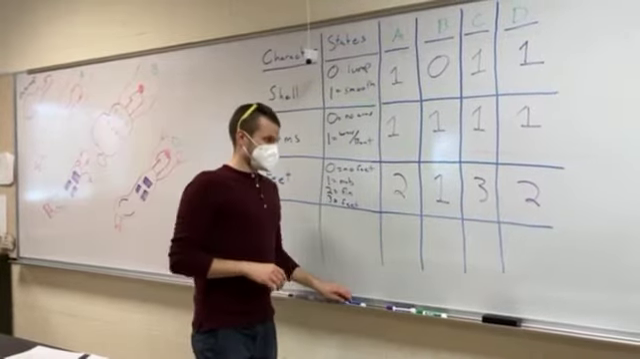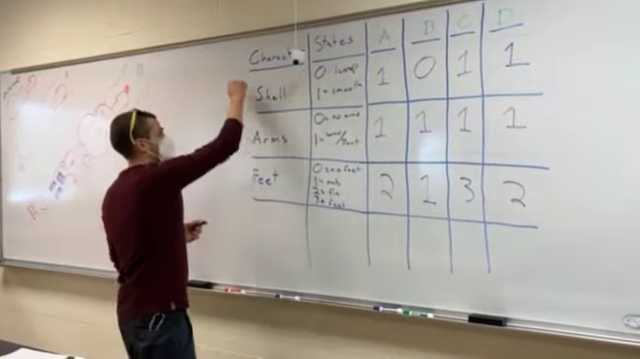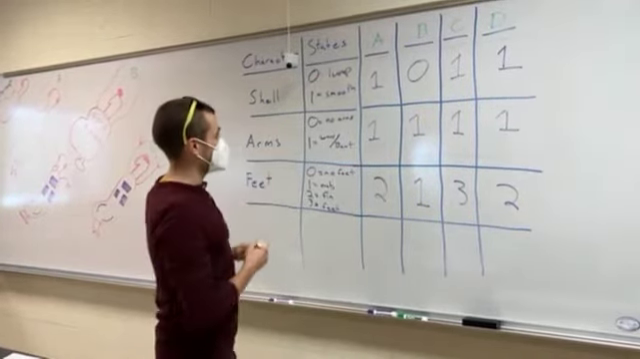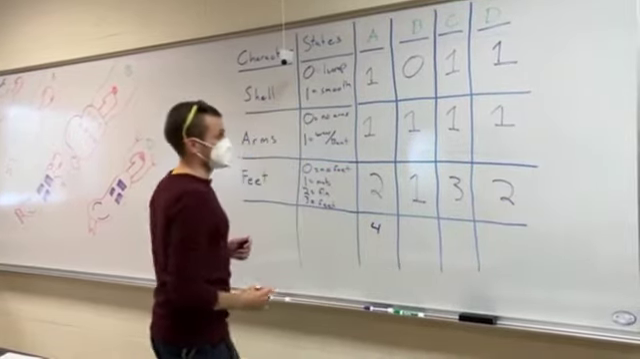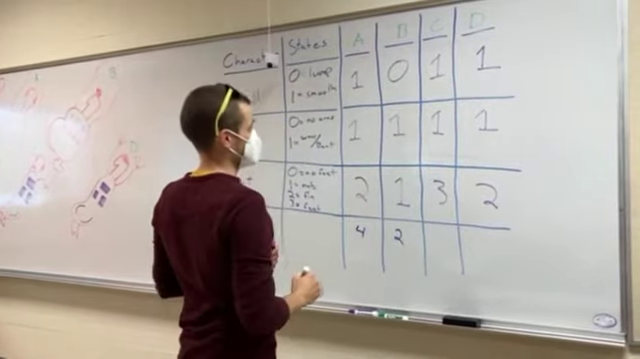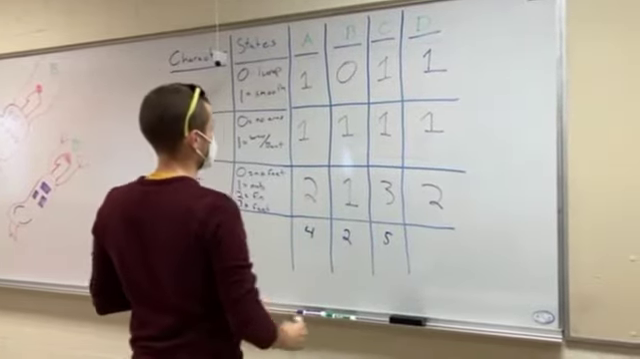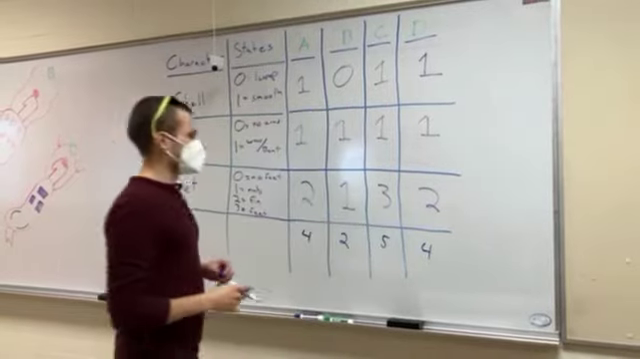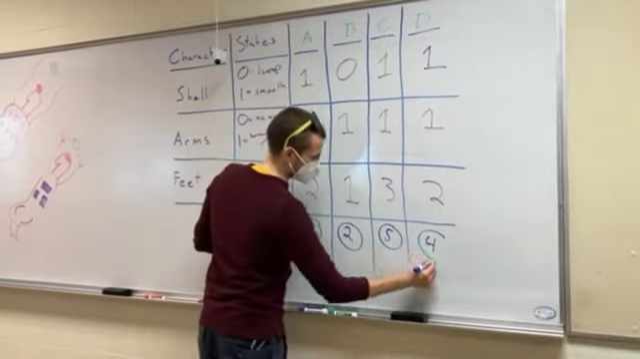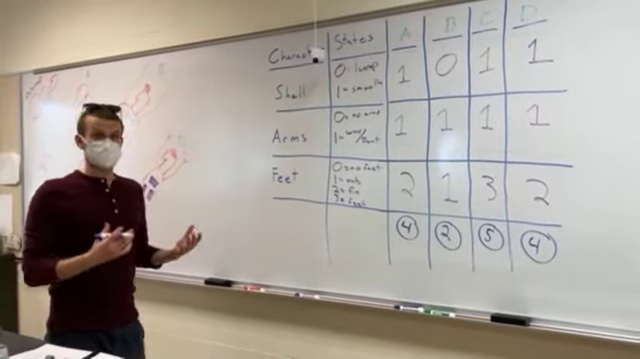So in order to establish these relationships and see which one of these is most closely related to our outgroup based on these 3 traits, we need to sum up these values. So individual A has a total value of 4. Individual B has a total value of 2. Individual C has a total value of 5. And individual D has a total value of 4. With these summed values, we could start drawing our relationships. The lowest value is going to be the one that's the closest to our outgroup.